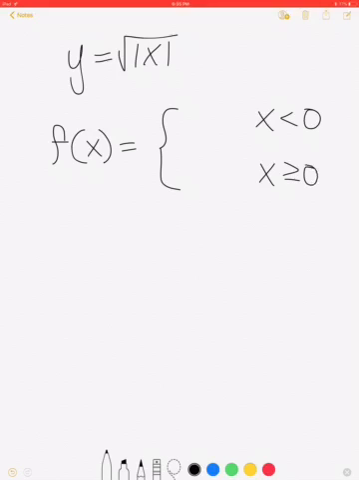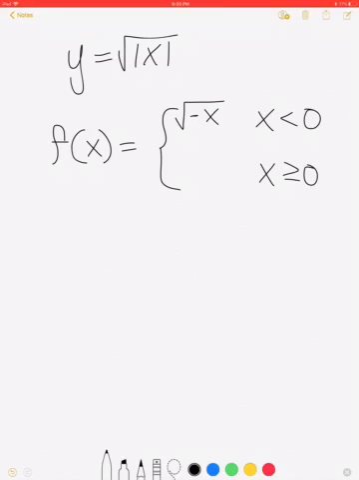So we have, in this case, x less than 0 and x greater than or equal to 0. You can put the equal to on either one, because this is where the sign would change. If x is less than 0, x is negative. If x is greater than 0, x is positive.